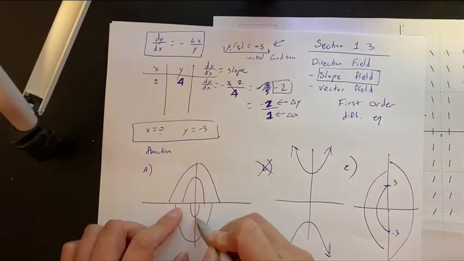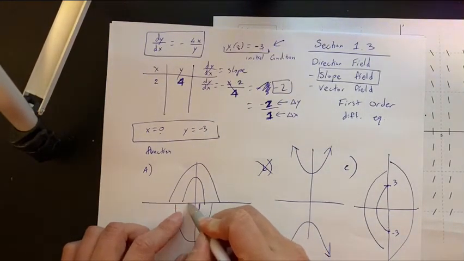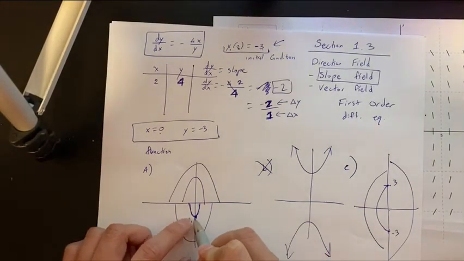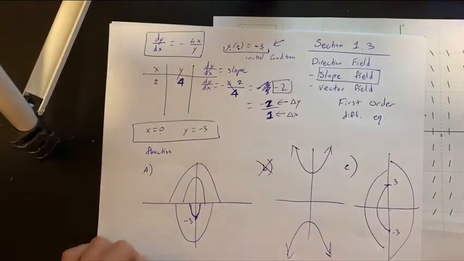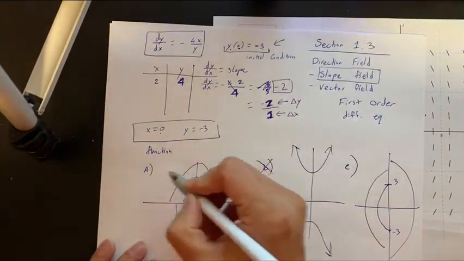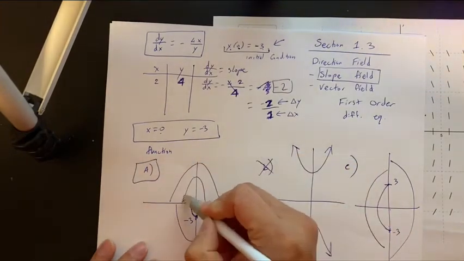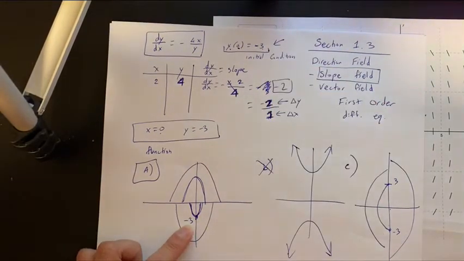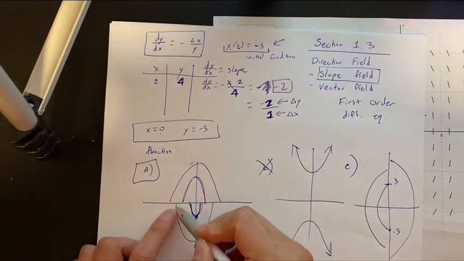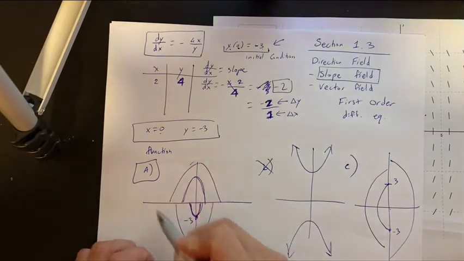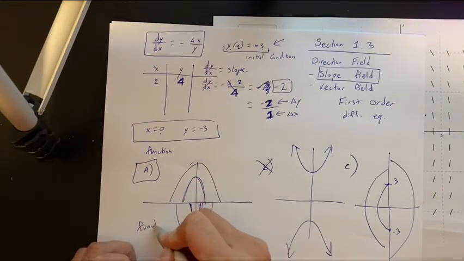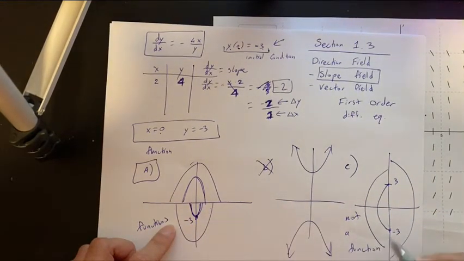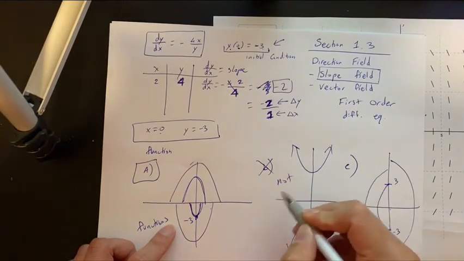Here you have one of the solution curves being this one, which is at -3. And this is exactly going to satisfy this initial condition. So it's going to be A. This is another solution that satisfies this initial condition. This is another solution. This is another solution. But if you notice, all of these solutions are functions. This is not a function. This is not even a solution.